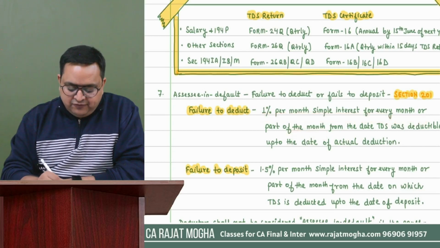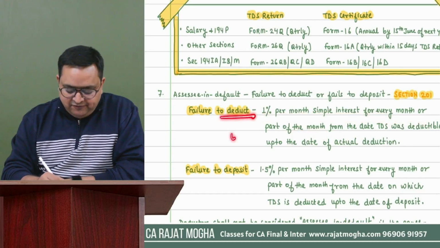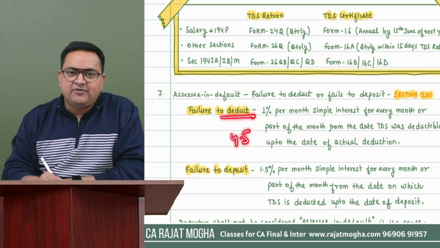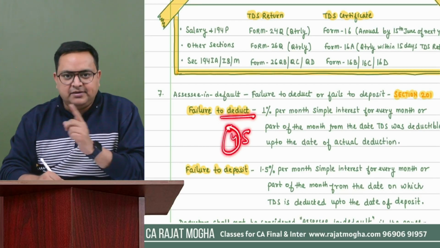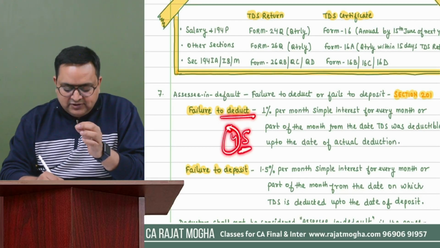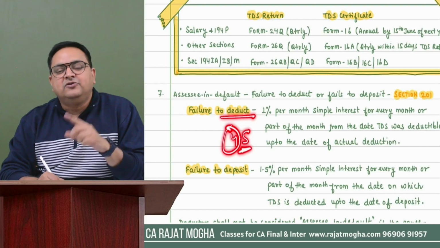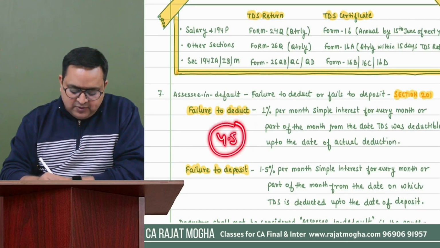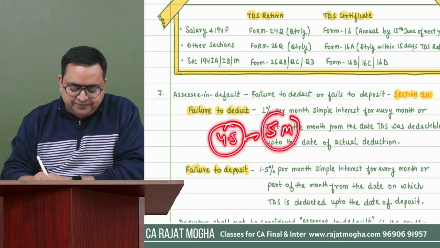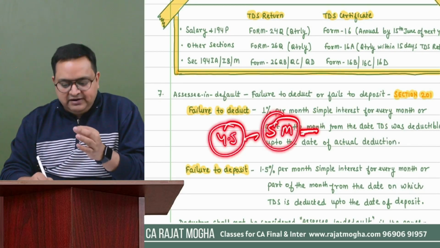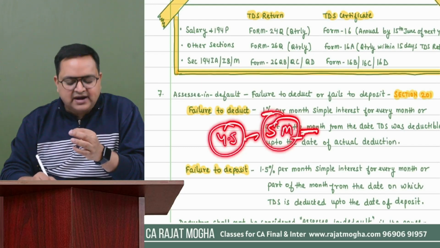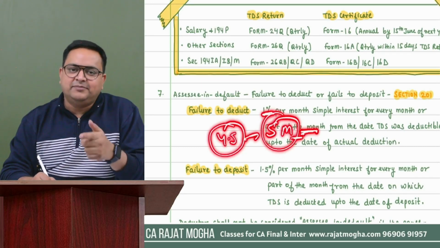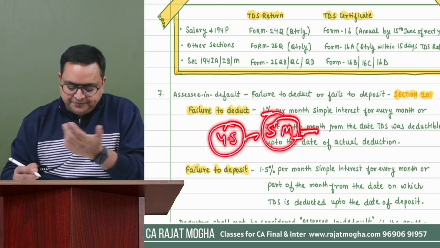So let's say you have not deducted the TDS and it's been 4.5 months. So 4 months, also 1% per month, that means 4%. And part of the month, 0.5 month, will also be considered as a full month. So for 4.5 months, you will consider this as a 5 months period, and the interest rate will be applied at 1% per month. That is 5%. For every month, 1%. So 5 months, 5%, right?